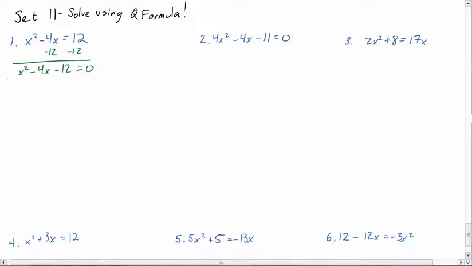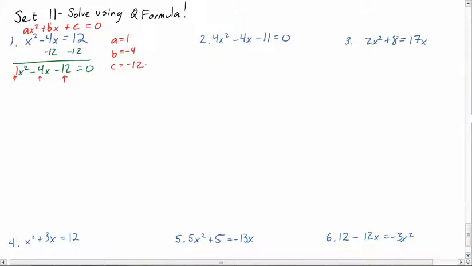So we need to list the a, b, and c values. Remember that this is ax squared plus bx plus c equals 0. Note that the a and b do not have an x in them. They are in front of the x. The a is in front of the x squared, and so a is the number in front of the x squared, which is 1. B is the number in front of the x, which is negative 4. And c is the number on the end, which is negative 12.